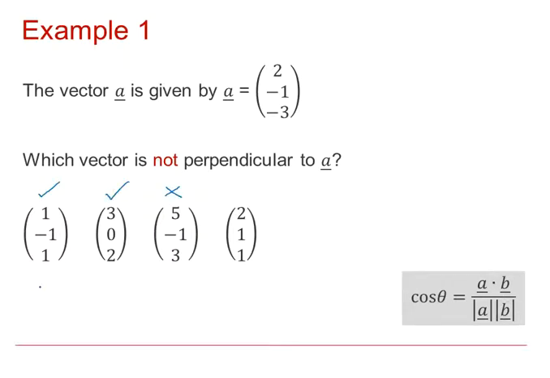If we just test the fourth one, (2, 1, 1), dotting it with A gives me 4 minus 1 minus 3, which is 0, and therefore the fourth one is perpendicular. It's worth noting, although the first, second and fourth vectors are perpendicular to A, because we're in 3 dimensions, that does not mean they are parallel to each other.